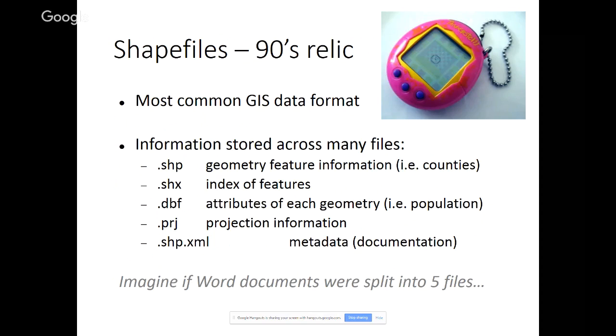DBF is actually just the data set. It has all the data for each polygon. So how many people live in each area? What's the average income in each area? Stuff like that. PRJ is projection information.